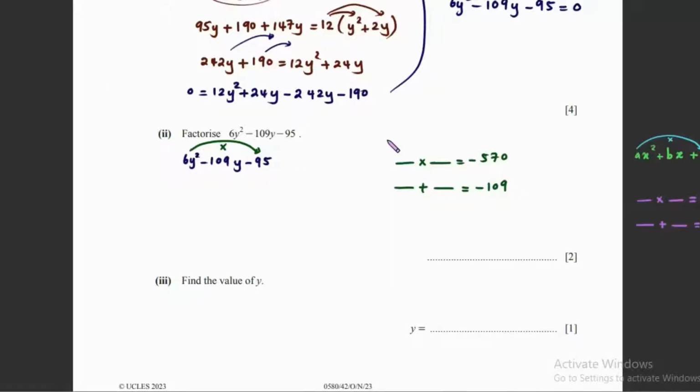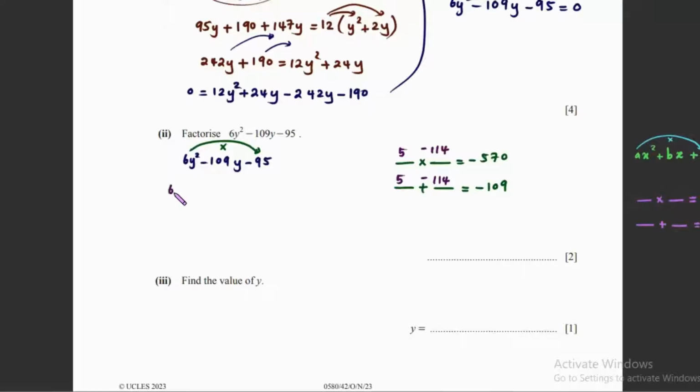Now I need to find what those 2 numbers are. So in this case, it will be 5 times 114. That gives us 570, and 109 when we add them together. But we need to make sure that 114 has a negative and the 5 is positive. Now, we cannot make use of the direct method, like writing y and the 5 in a bracket, y and 114 in a bracket, because we have a coefficient in front of this y squared. That's the reason we always have to make use of the long method.